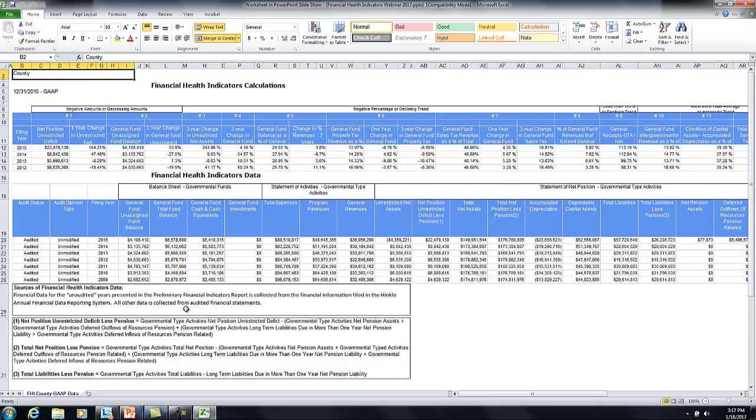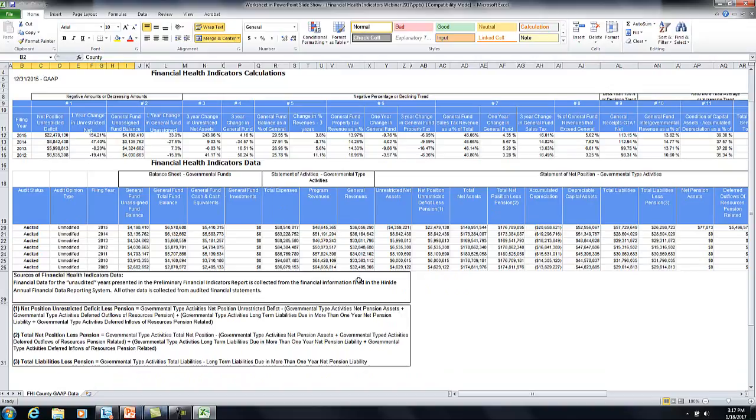We do have some footnotes to describe, as I mentioned earlier, where we have tried to remove the effect of GASB 68. For example, here you see the unrestricted net asset amount and the net position unrestricted deficit less the pension. Footnotes describing how we've calculated each of those.